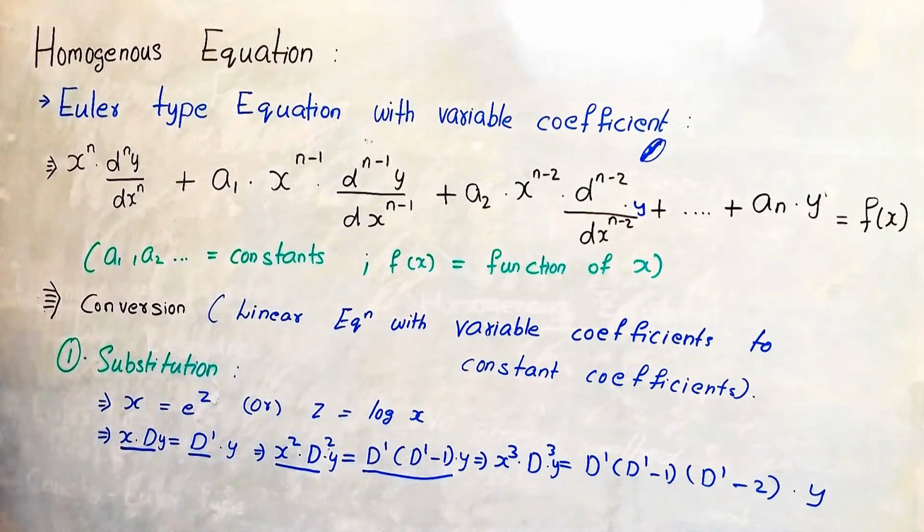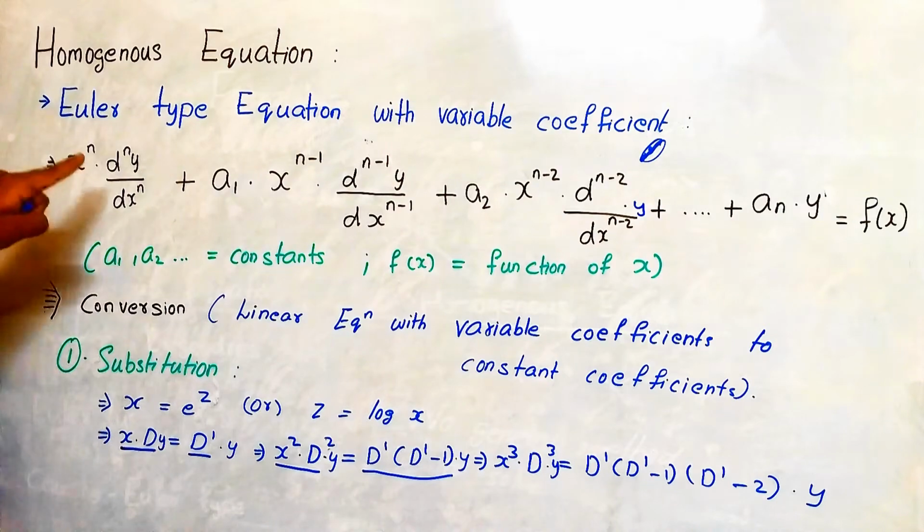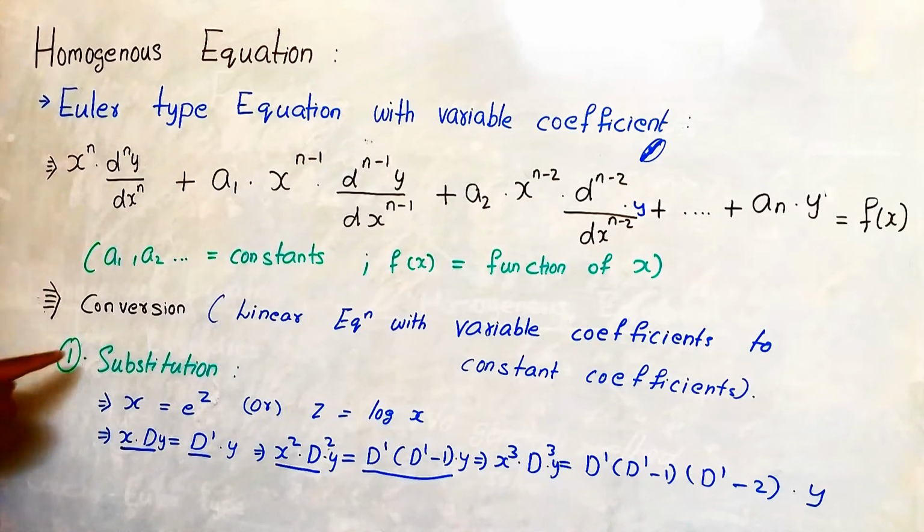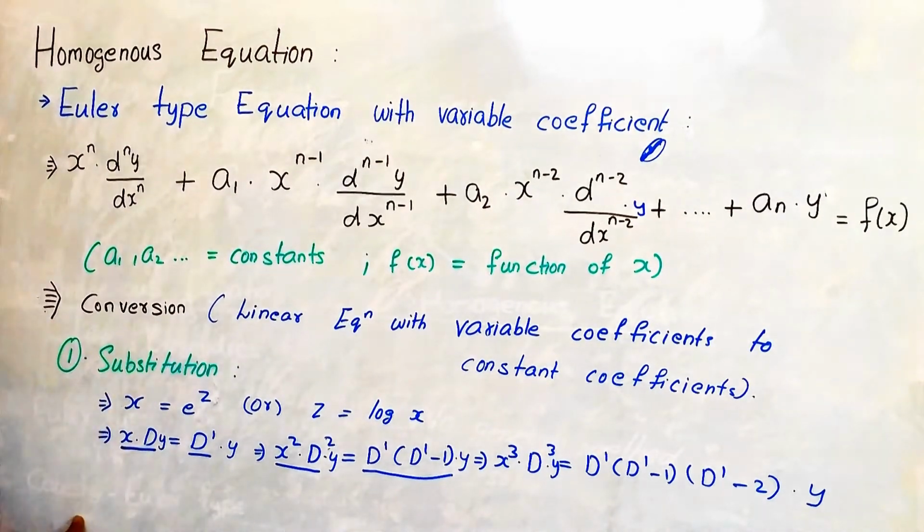These are the basic theory part of how to solve a homogeneous equation in the Euler's type. There is a conversion process in the middle by substitution that you have to note. So now let us enter into a problem of the Euler's type.